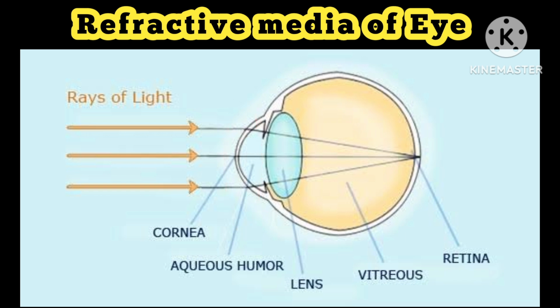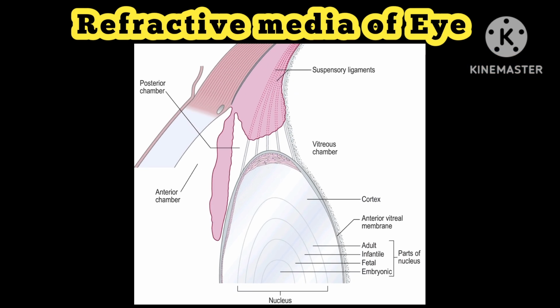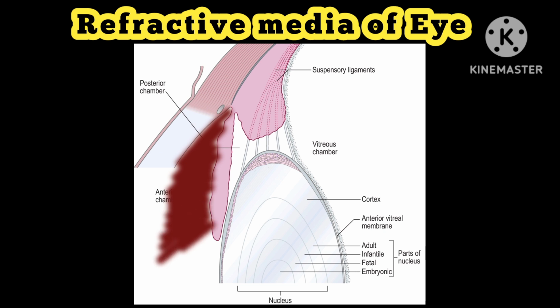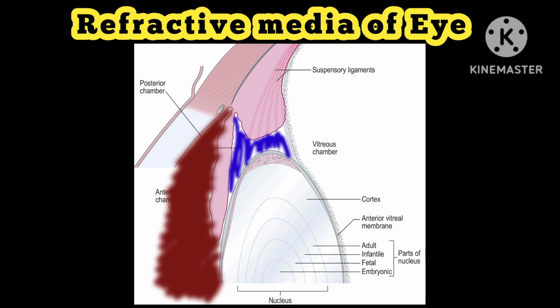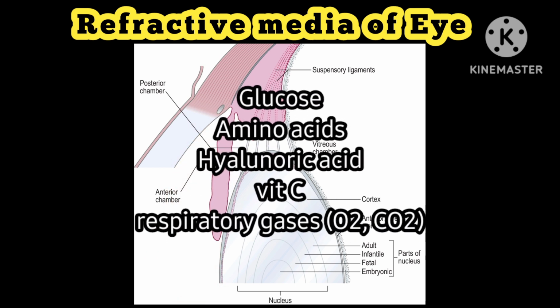Cornea, we have already studied in previous videos. Now we'll see about aqueous humor. It fills up the anterior and posterior chambers of the eye and is composed of approximately protein-free plasma. It carries glucose, amino acids, some hyaluronic acid, a high concentration of vitamin C and mediates the respiratory gases.